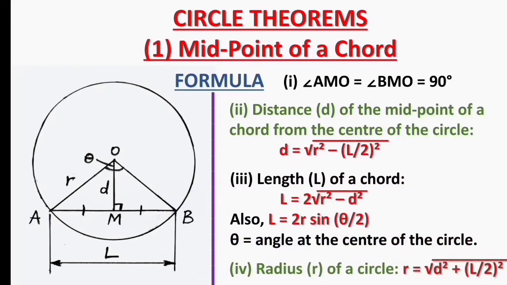The fourth formula, for the radius of a circle, R equal to the square root of D squared plus (L divided by 2) squared. Here D represents the distance of the midpoint of the chord from the center of the circle, L represents the length of the chord, while R represents the radius of the circle. Please take note of these formulas.